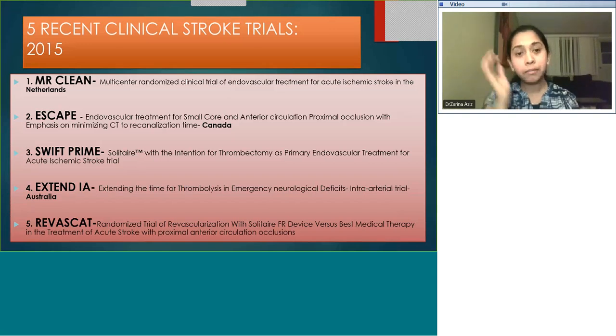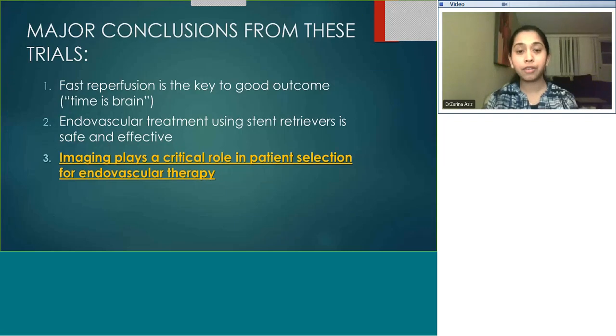So what are the major conclusions from these trials? The first thing was fast reperfusion: the faster the reperfusion, the better the outcome. So here comes the important analogy of time is brain. So they emphasized faster reperfusion. And they also emphasized endovascular treatment, especially using stent retrievers.